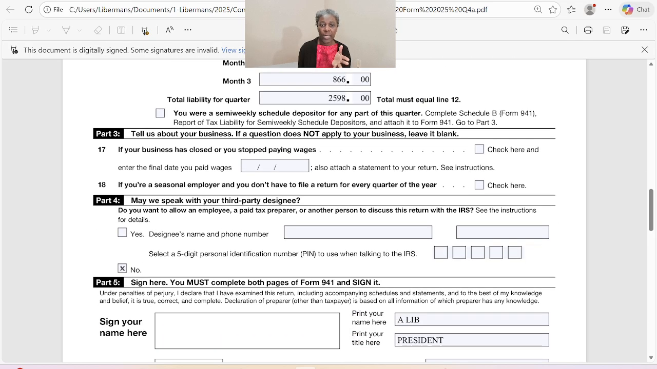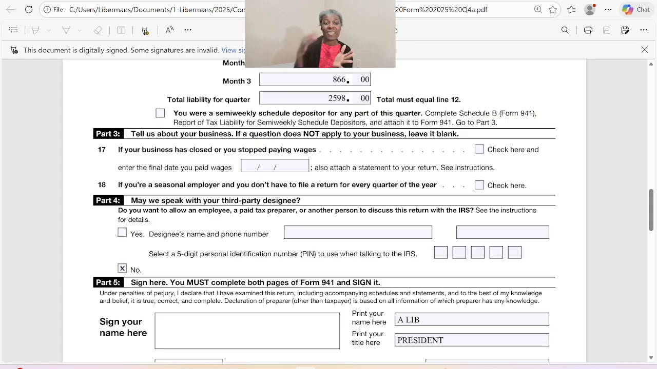So part 3, if your business stopped paying wages, you'll need to check that and put the date it stopped, and have an attachment with information on the address and the person's information that is holding the payroll records, in case the IRS needs some information, who they should go to, and the type of information. But again, they have instructions on that as well.